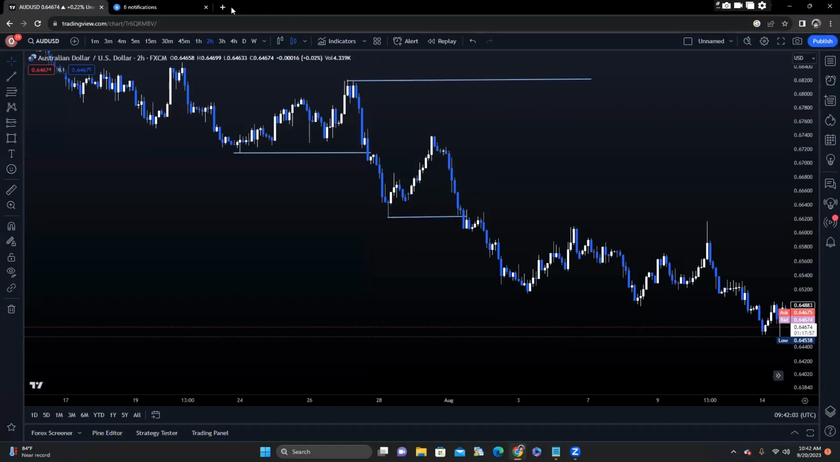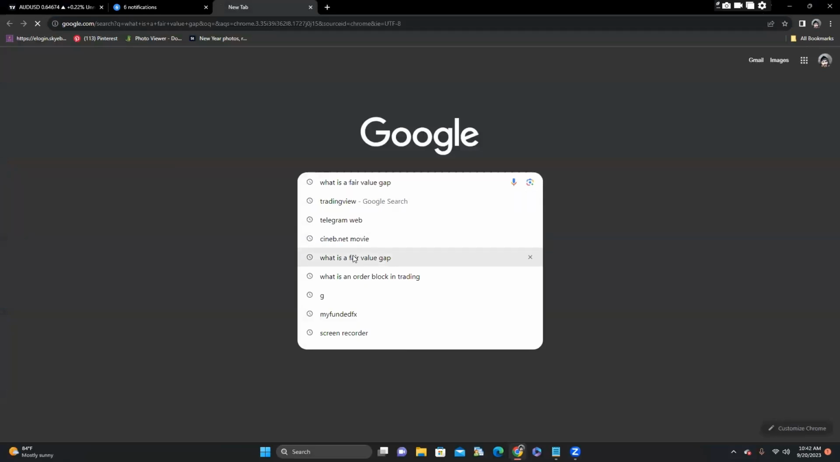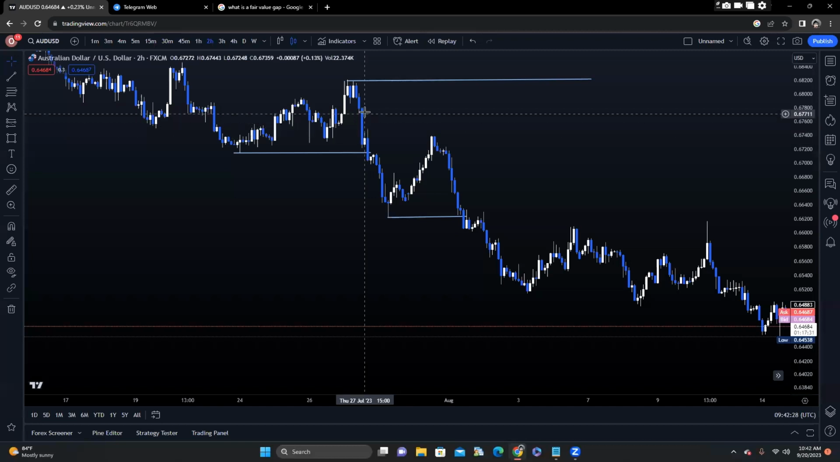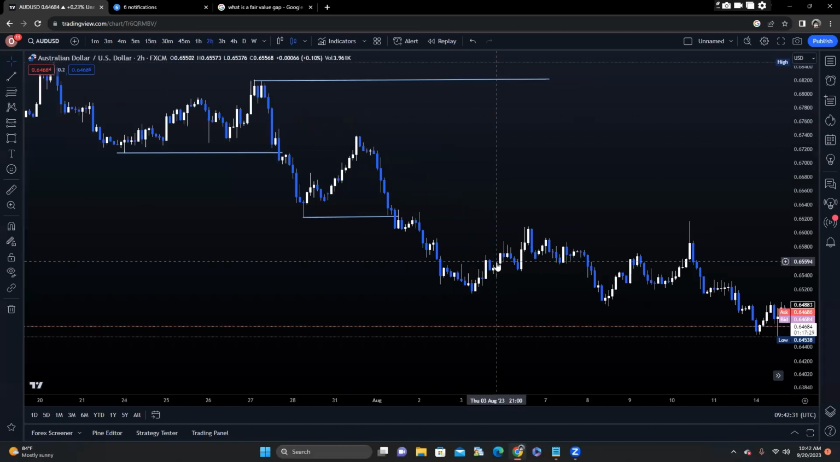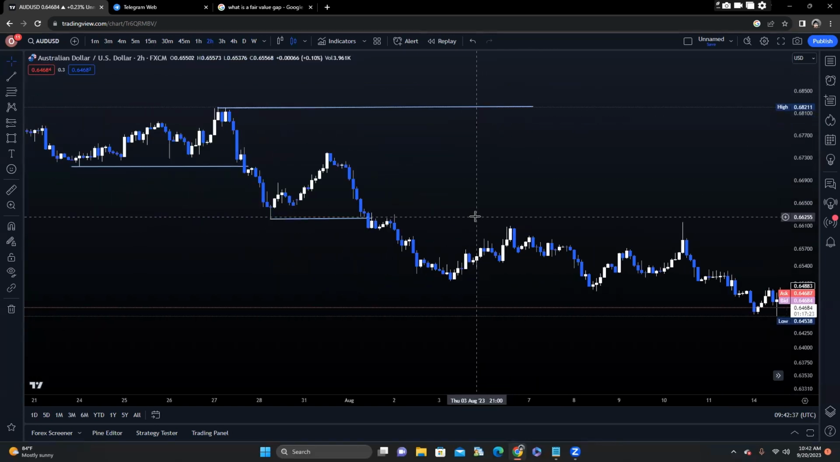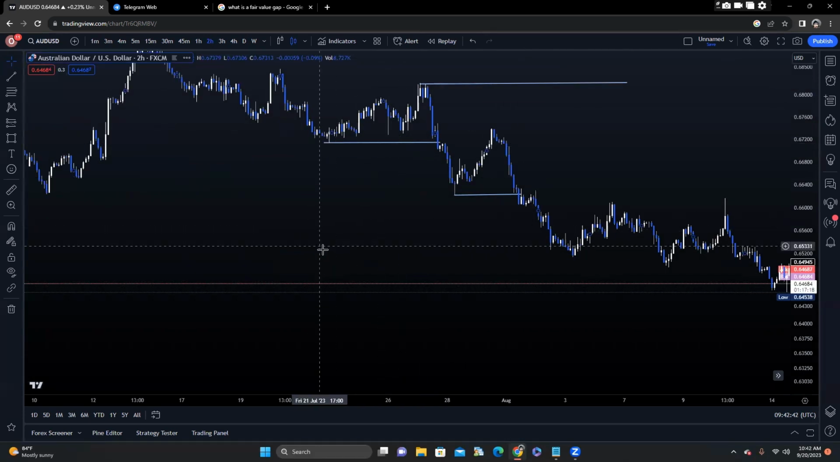To get a more precise definition, let's see. Okay, we said this gap is a result of various factors that affect the currency market, including economic and political events, market sentiment, and market participants' behavior. So more often than not, we'll also see that when price causes a fair value gap, price will likely, not all the time anyways, come and fill it so that it can continue moving in a particular direction. Okay, so now let's look at the chart and explain.